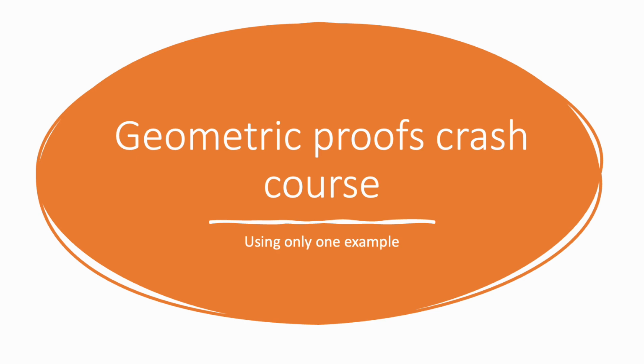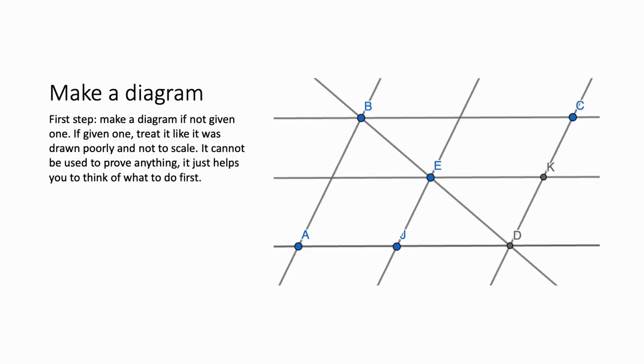So first thing, when you get a geometric proof, you're going to make a diagram, but if you make a diagram, recognize you're just doing that to help you see it. It doesn't help you prove anything. You can't actually say this is parallel to that because you drew it that way. You've got to prove it. You probably already know that. I'm just throwing that in there.